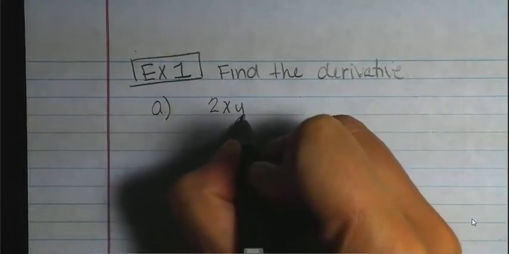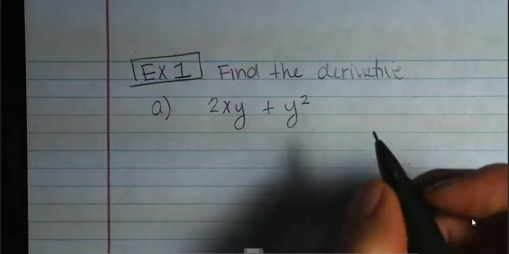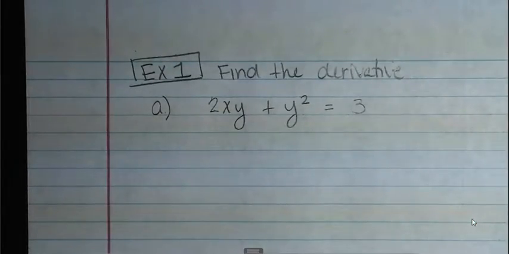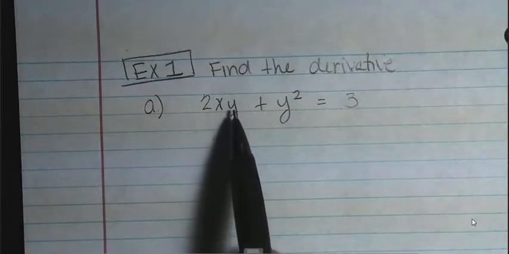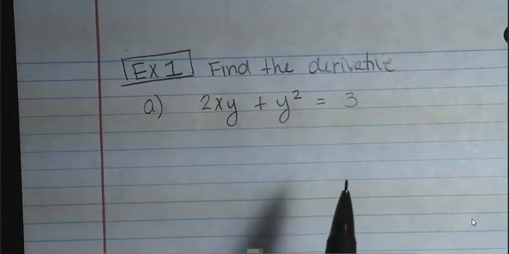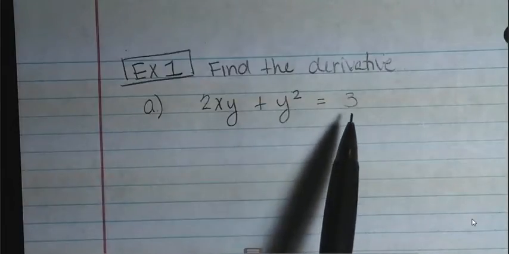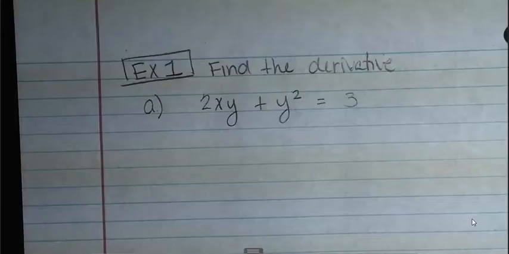Let's see, we'll do 2xy plus y squared, and that's going to equal 3. Okay, so I'm going to follow my rules here. I noticed that I've got y here and y squared. There's not going to be any way here that I can solve for y. So that means that if I want to take the derivative of this, I need to do it implicitly. Okay, so using implicit differentiation.